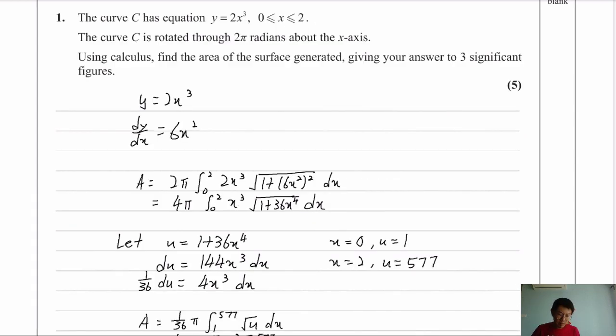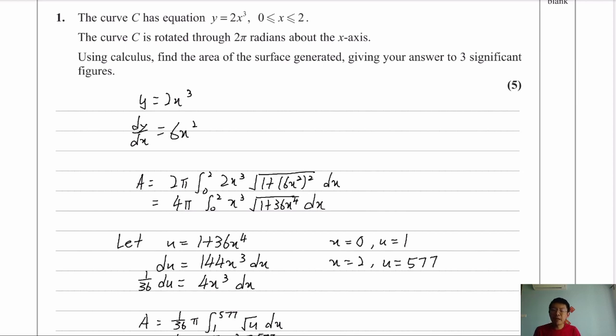Okay, the third question here is we have a curve C with the equation y equals 2x cubed. We need to find the area of the surface generated when we rotate this area about the x-axis. So for this, the curve given is y equals 2x cubed, and we have dy/dx equals 6x squared.